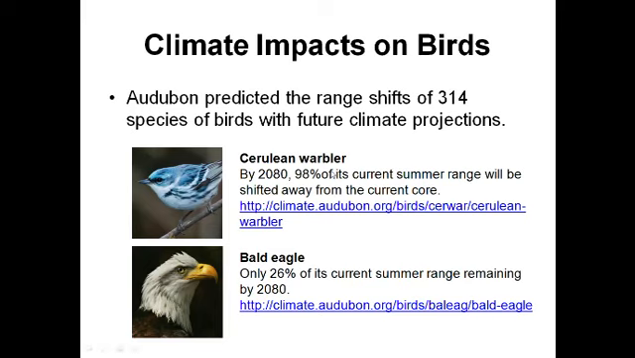The cerulean warbler is a tiny bird. It's a neotropical migrant, and they typically migrate to the United States during the summer to breed. Most of these birds are actually in Appalachia, in Virginia. Based on their niche model, they have predicted that by 2080, 98% of this summer range will have shifted away. Basically, their summer range will shift north. And I'm going to show you their prediction.